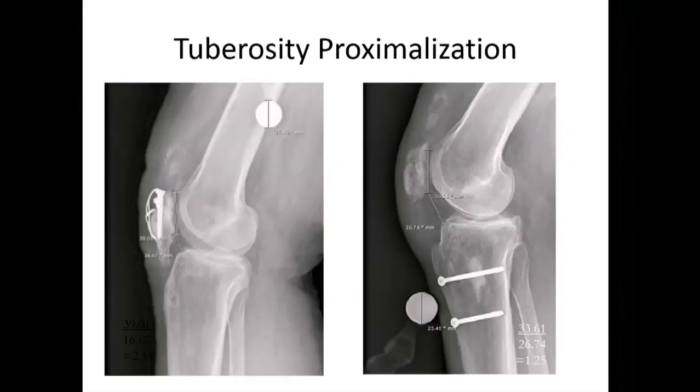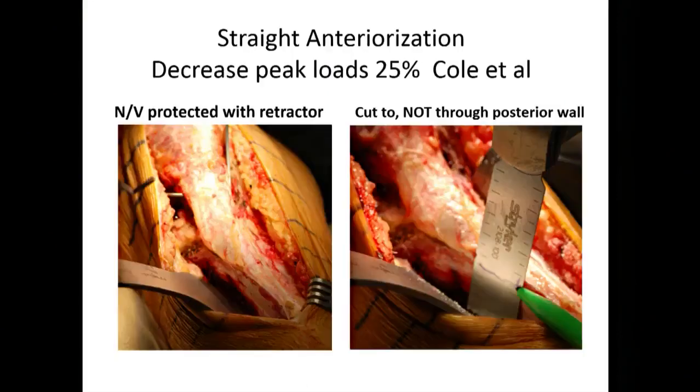So this is just an example. This is an old traumatic lesion that resulted in marked fracture deformity as well as the infra, and we were able to proximalize and get her fairly close to normal, at least within what we're shooting for.